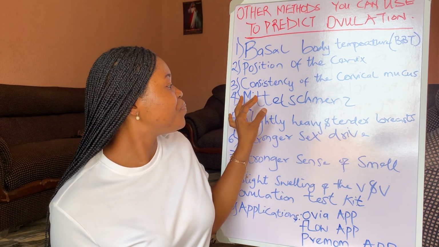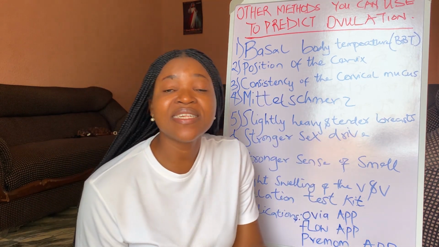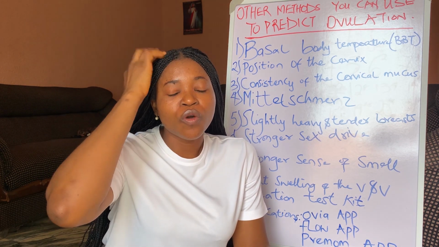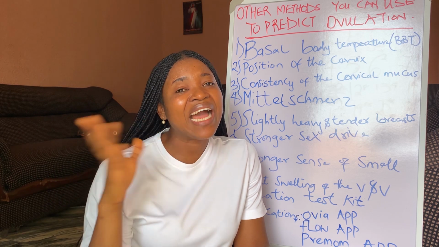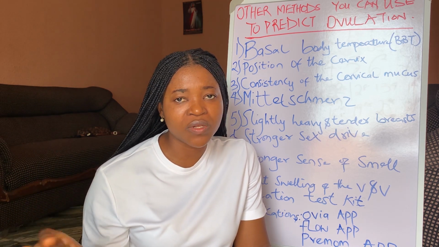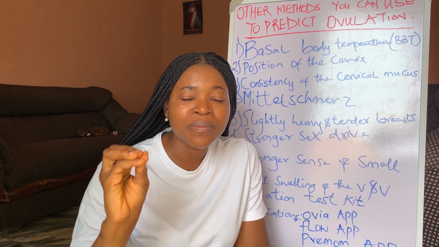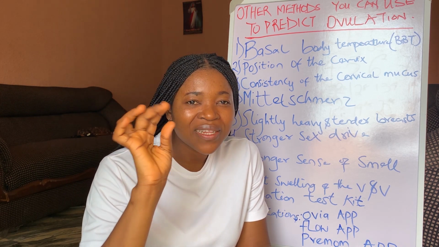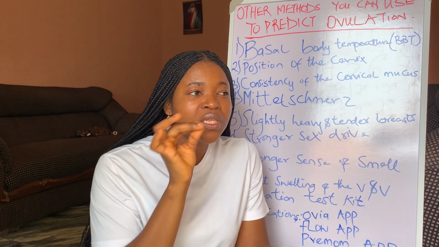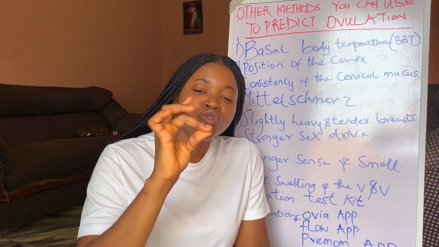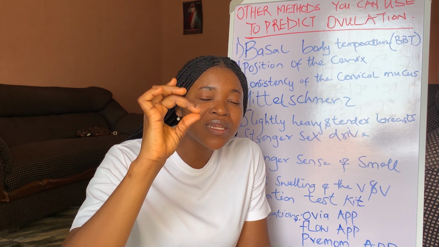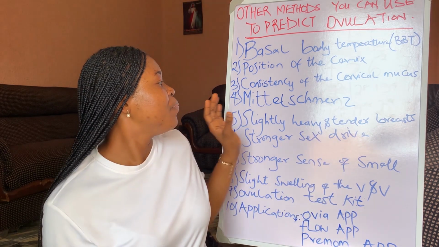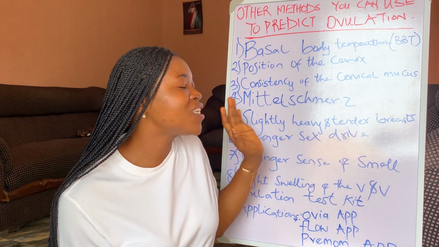The third one is the consistency of the cervical mucus. Yes, your cervical mucus, when you're not ovulating, is usually scanty. Nothing is there, almost. But when you're now ovulating, the cervical mucus is usually thin and watery, slippery kind of. And when you dip your hand into your vagina and draw it, it's very, very stretchy. Yes, that's the consistency. And the fourth one is the Mittelschmerz.